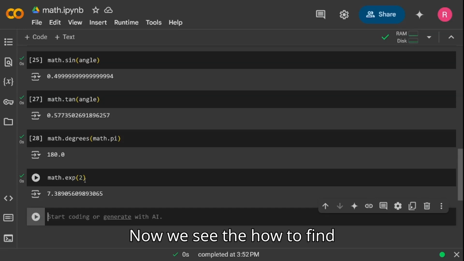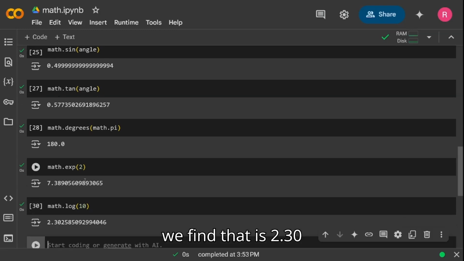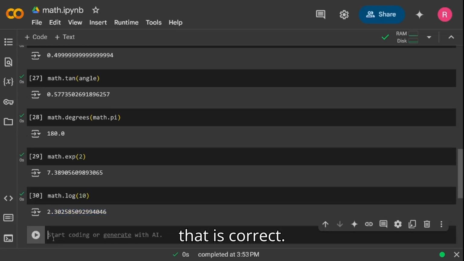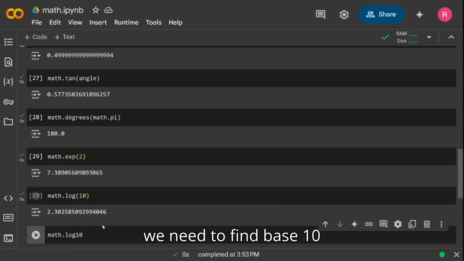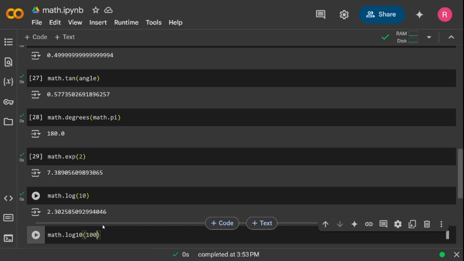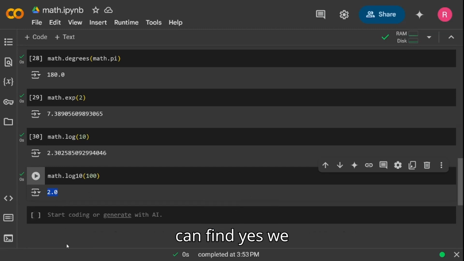Now we see how to find log. Math dot log of 10. The natural log we find is 2.30. That is correct. Now we need to find the base 10 log: math dot log10. We need to find base 10 of 100. Yeah, that is 2. Similarly, base 2 we can also find. Yes, we find that.